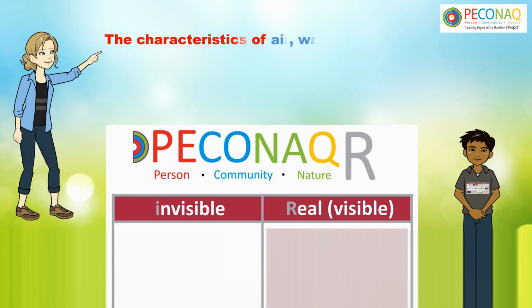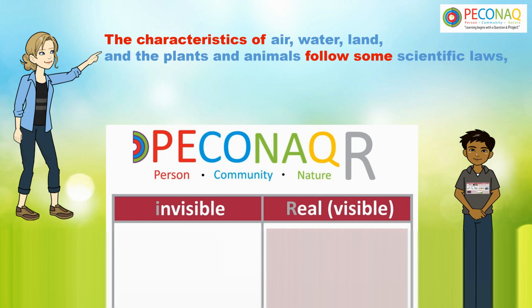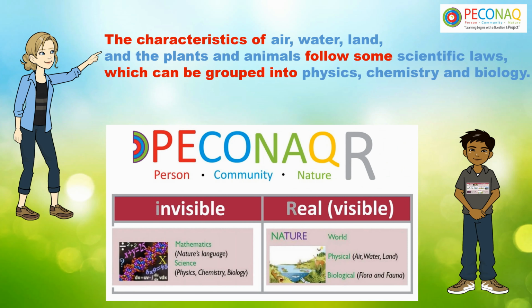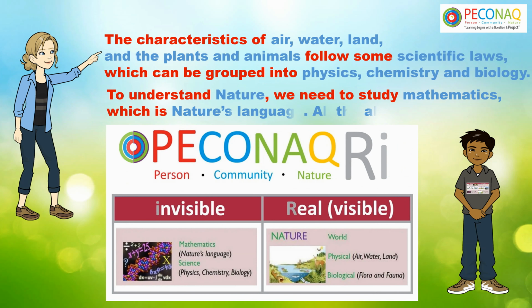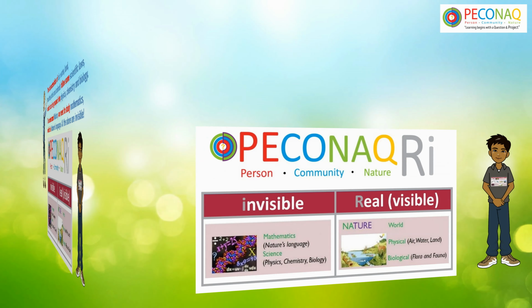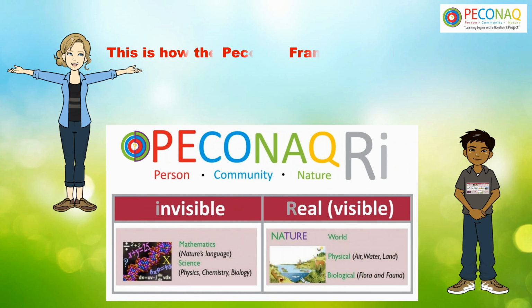The characteristics of air, water, land, and the plants and animals follow some scientific laws, which can be grouped into physics, chemistry, and biology. To understand nature, we need to study mathematics, which is nature's language. All the above are invisible. This is how the Peconaq Framework is built up.